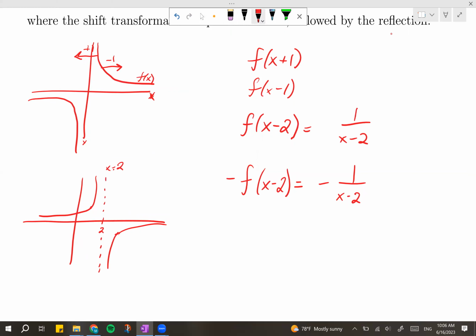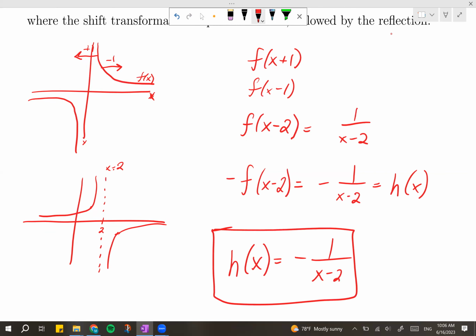It's a rough sketch. I don't have a grid or anything for this problem, but this would be a rough sketch. So this is my h of x. So h of x equals -1 over x minus 2, and that would be my final answer.